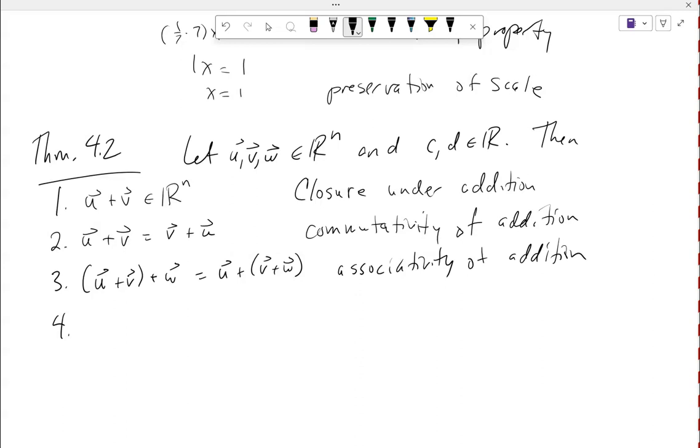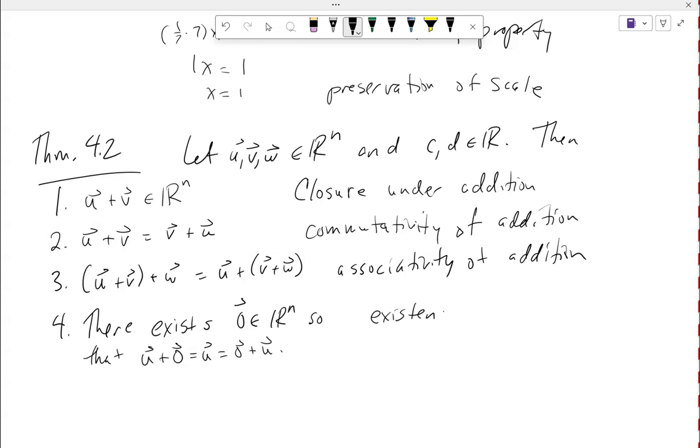The next two, you have to actually go out and find something. The fourth one says that there exists a vector that we'll call 0. In this case, it's in Rn, so that u plus 0 equals u. I'll write it the other way around, though I don't need to since addition is commutative. But I have a 0 vector. When I add the 0 vector to u, I get u back again. So this is existence of a 0 vector.